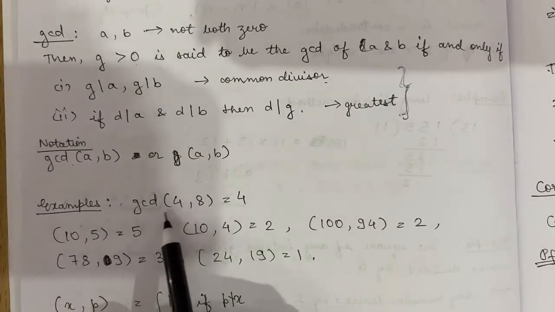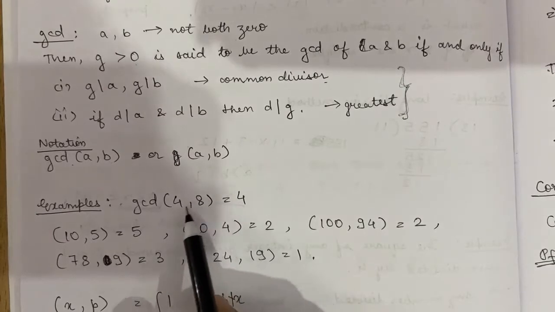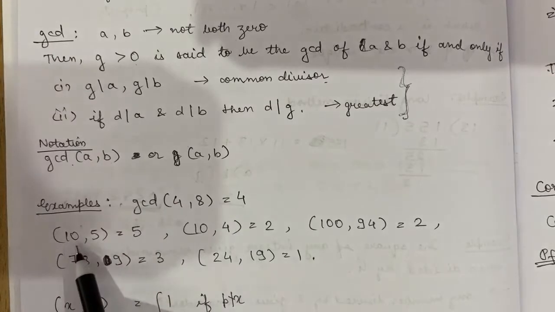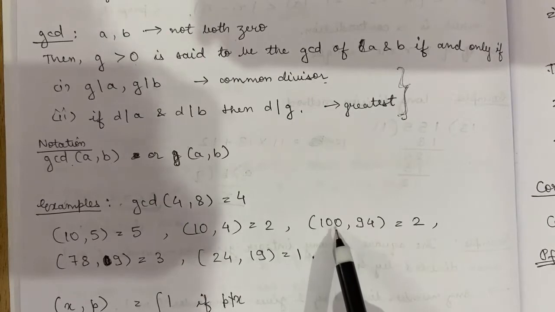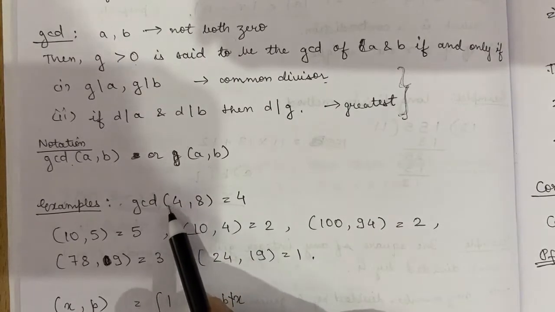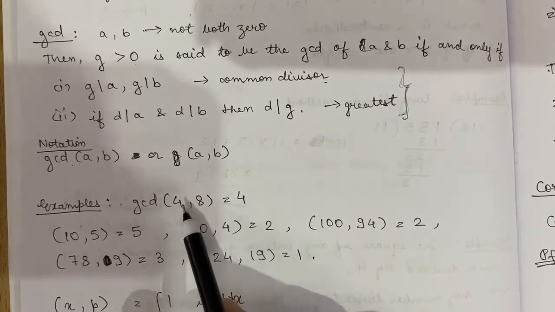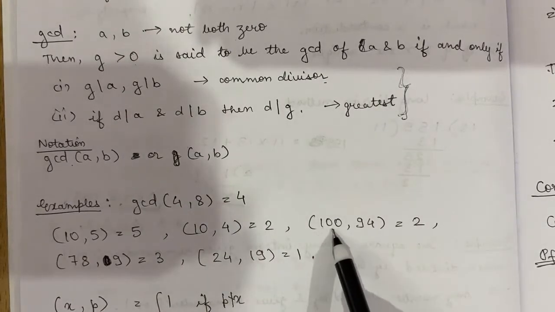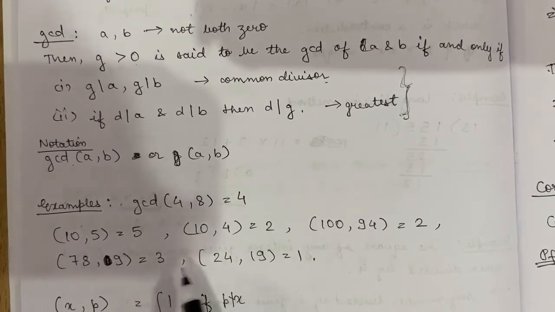Examples of GCD: the GCD of 4 and 8 is 4, because 4 divides 4 and 8 both, and 4 is the largest integer which divides these two. Similarly, the GCD of 10 and 5 is 5, and of 10 and 4 is 2. An important property is if a divides b, then the GCD of a and b is a itself. 4 divides 8, so the GCD of 4 and 8 is 4 itself. GCD of 100 and 94 is 2. GCD of 78 and 9 is 3. GCD of 24 and 19 is 1.